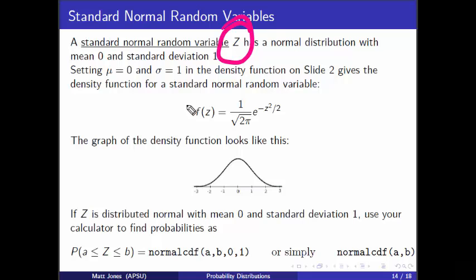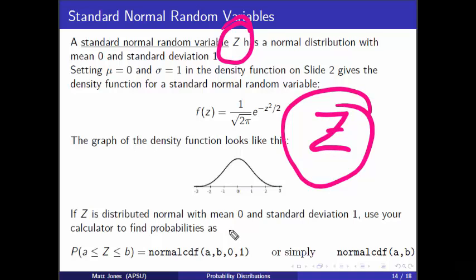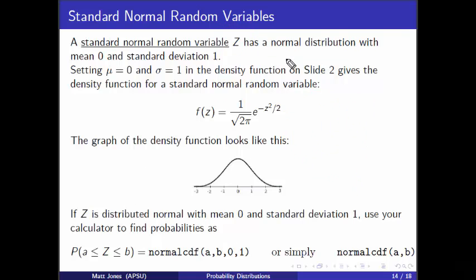for a standard normal. When you see a big Z in this business, when you're doing probability and statistics, the big Z is typically reserved to indicate that you're talking about a standard normal random variable. A standard normal random variable is just a normal random variable, except it has mean 0 and standard deviation 1.